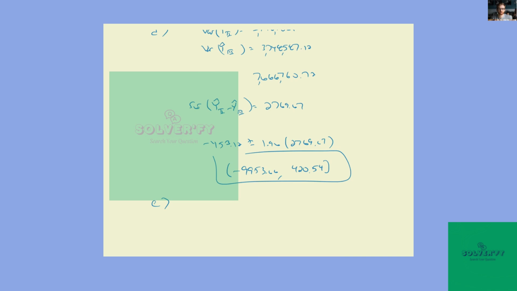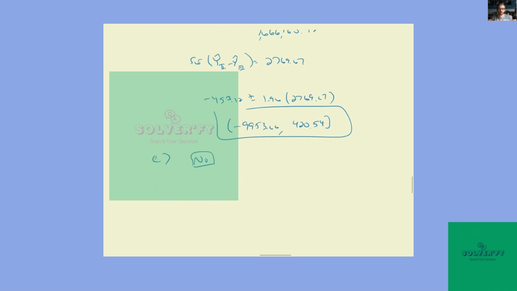Is the total number of acres in stratum 2 significantly different from those in stratum 3? No, and that's because 0 is within this interval.